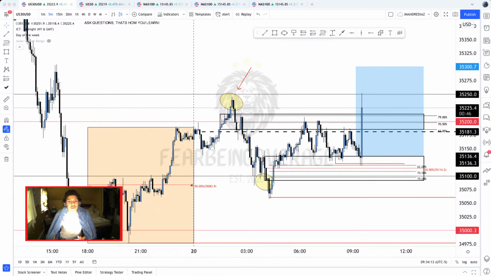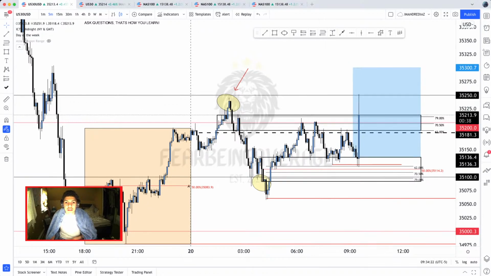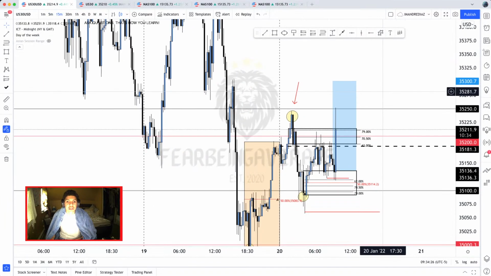Nah, that was a clean trade right there. I ain't gonna lie. We're gonna see where it goes. From here, anything can happen. I'm already out of the trade, but you can see target that 35,250. If we come to a little bit of a higher time frame, you can see that this really just engulfs this whole area.